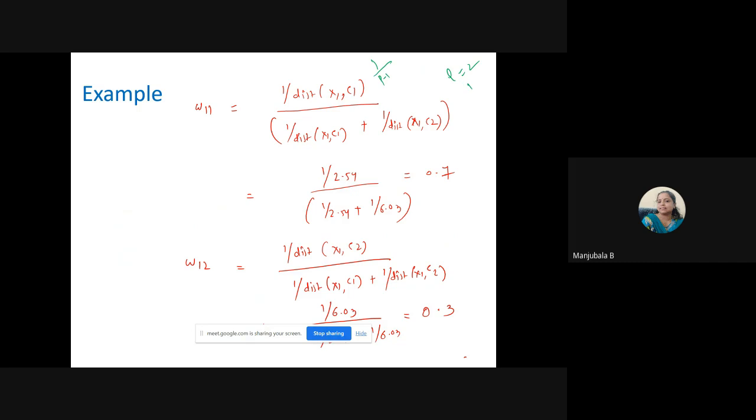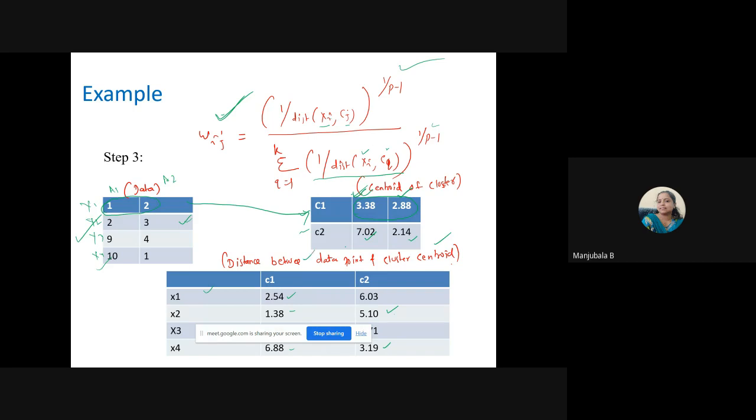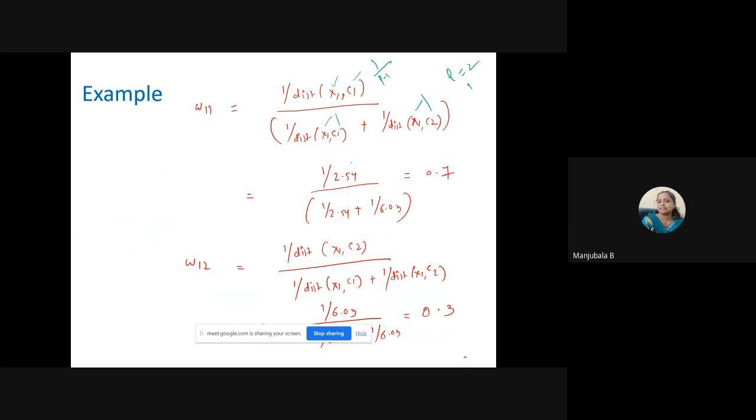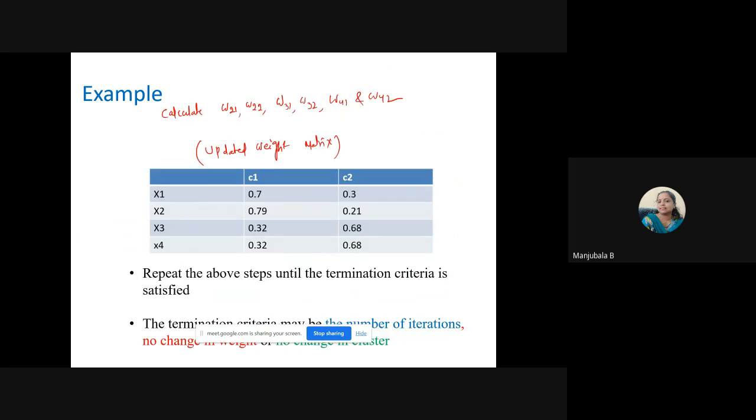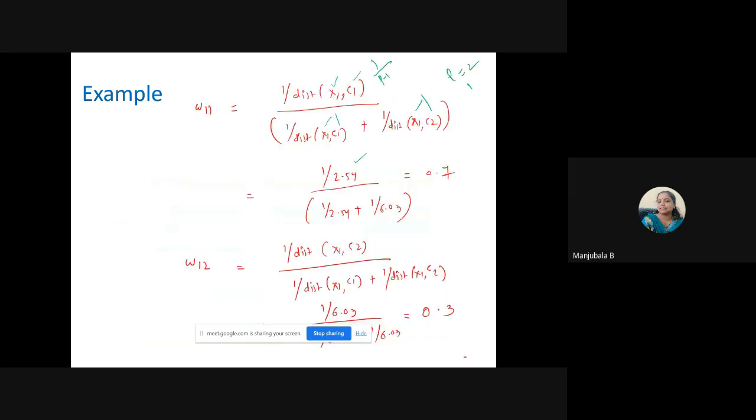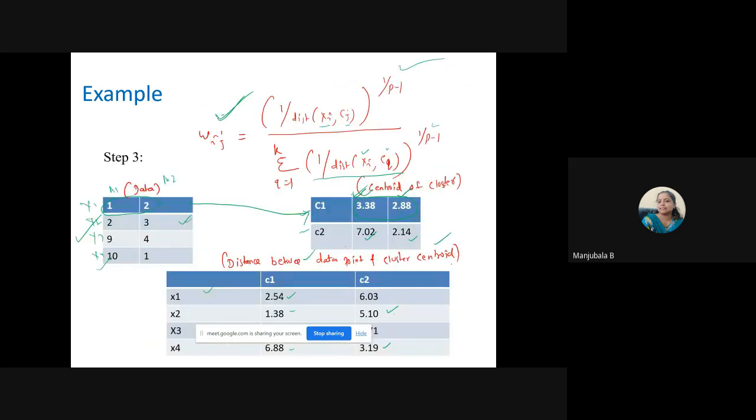That's why W11 is the reciprocal of the distance between point x1 and cluster C1, divided by the summation of the reciprocal of the distance between x1 with respect to C1 and x1 with respect to C2, for all the clusters, right? So if you solve, because these distance values are there in this matrix, you will get all the values. So for C1 you are getting 2.54, so 1 by 2.54 divided by 1 by 2.54 plus 1 by 6.03, right?